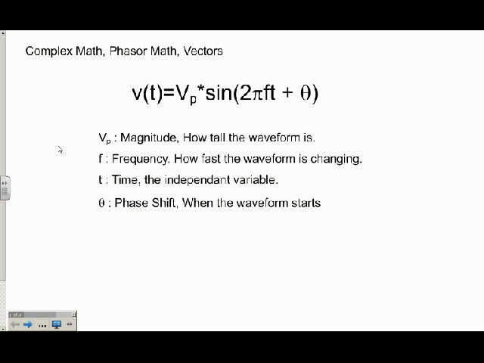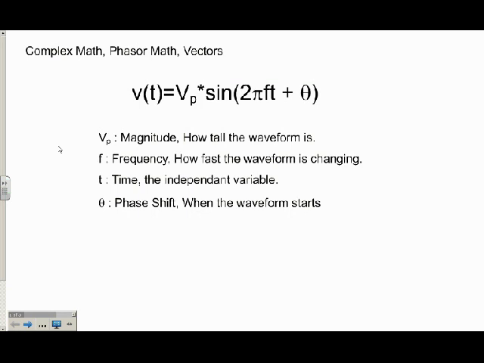Let's begin. Think about the voltage waveform equation. So Vp times sine of 2 pi ft plus theta. All right, Vp is the magnitude, how tall that waveform is going to be. It's measured at peak. In this case, it's measured volts peak. F is frequency, that is how fast the waveform is changing. We measure that in hertz. T is time. That is the independent variable. That's measured in seconds.